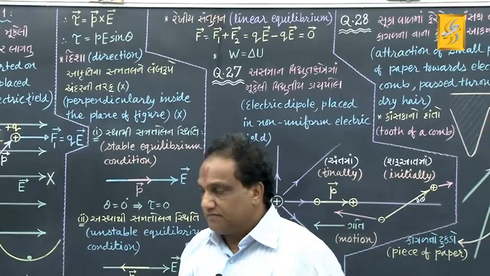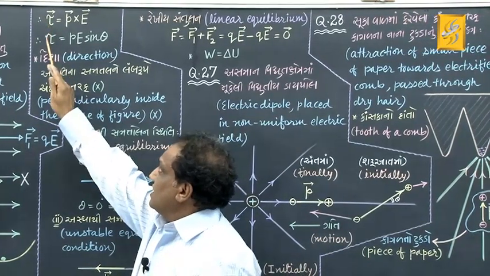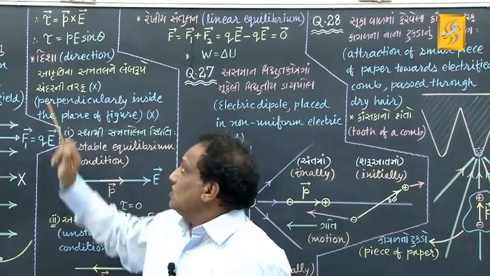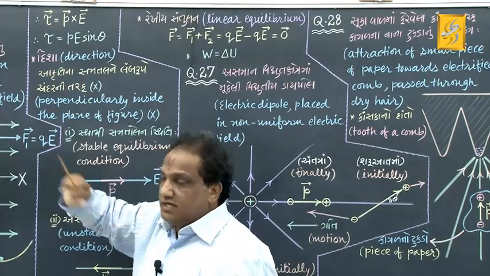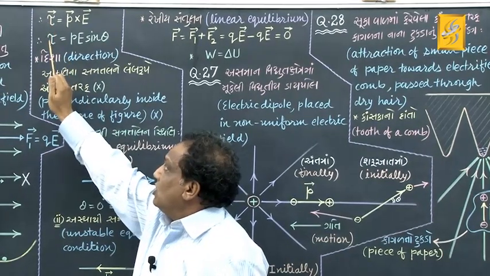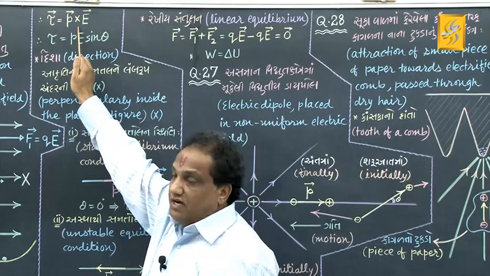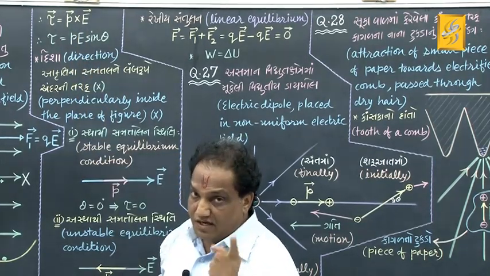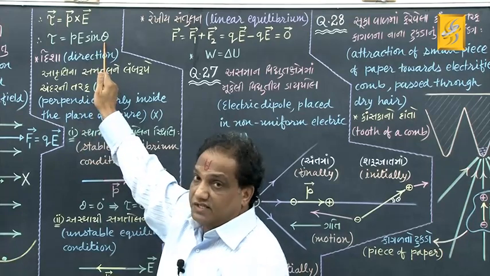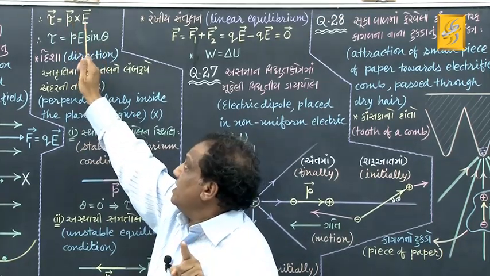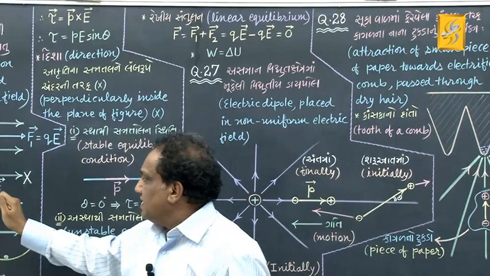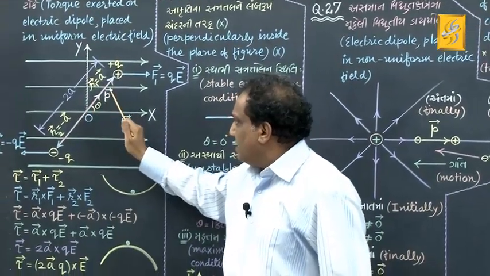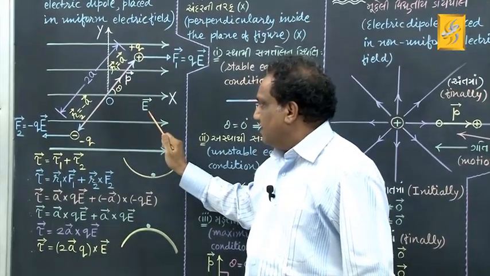Got it? Fine. If you are interested in finding the magnitude, you may take the magnitude on both sides. So when you take the magnitude here, it will be tau. When you take the magnitude here, it is pE sin theta. What is theta? This theta is the angle between vector p and vector E.